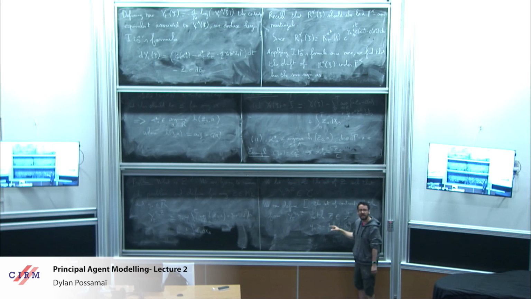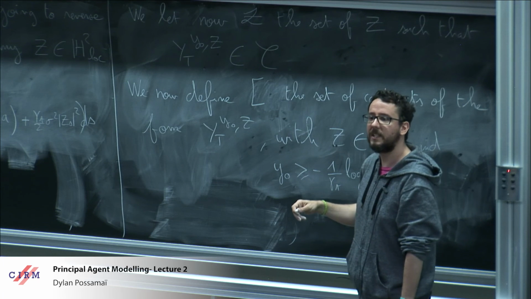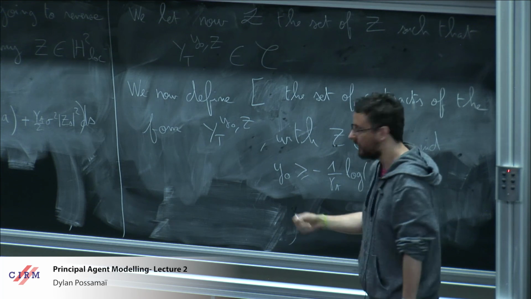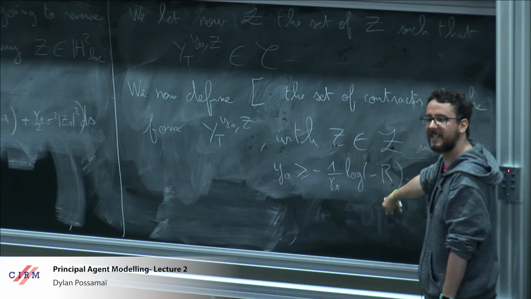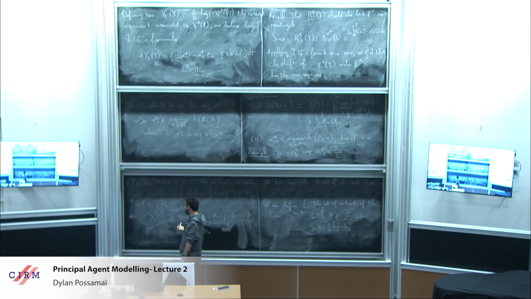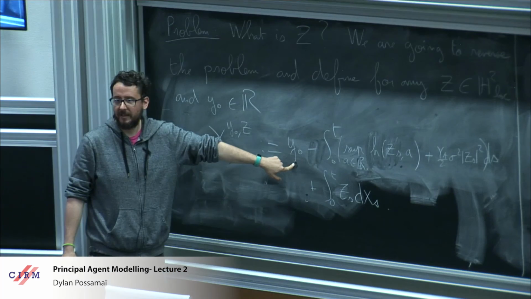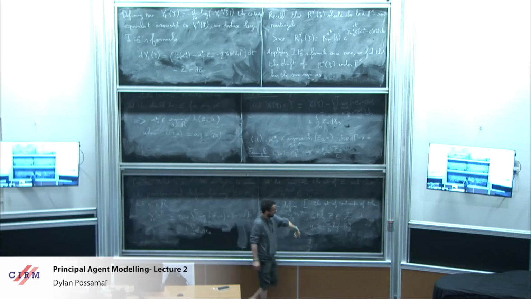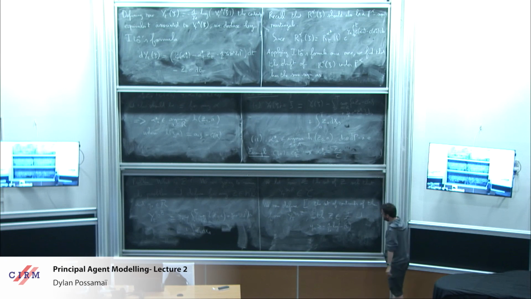For an admissible contract, this should give the agent a utility that's higher than the reservation utility. When I'm putting this constraint here, this is exactly what I'm saying. I'm saying that the initial value of this process, and I'm going to show that on Thursday, is such that if I offer that contract, the utility that the agent gets is exactly y0. So I'm just putting the constraint that he gets at least the reservation utility. It's exactly to take care of that I'm putting this here. Okay? So, let me just write the theorem.